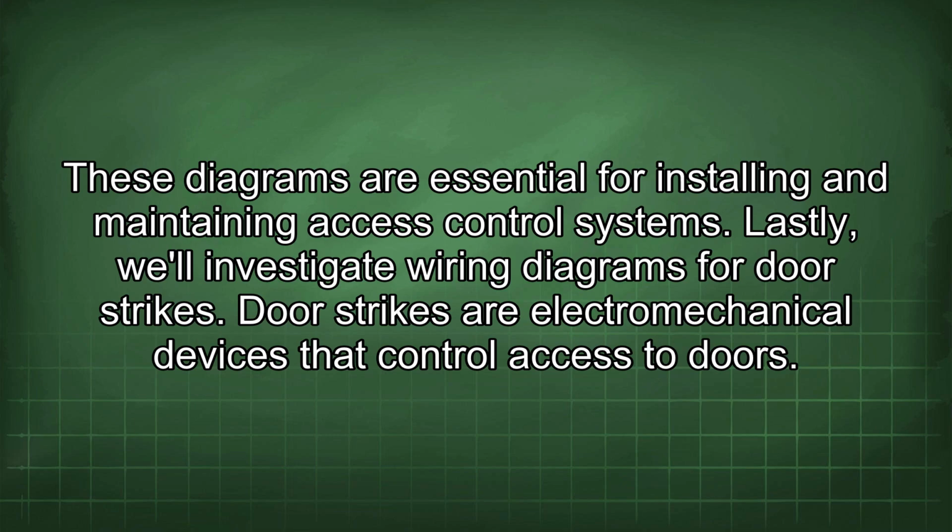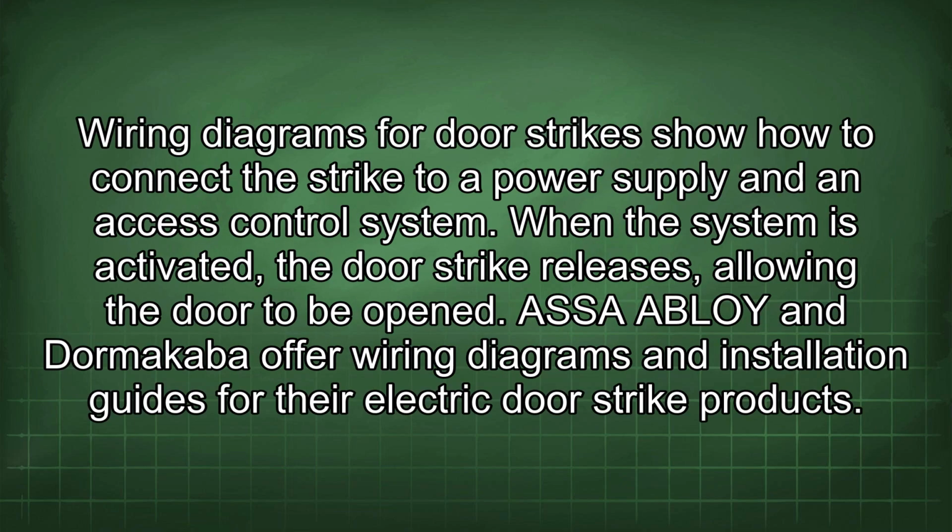Lastly, we'll investigate wiring diagrams for door strikes. Door strikes are electromechanical devices that control access to doors. Wiring diagrams for door strikes show how to connect the strike to a power supply and an access control system. When the system is activated, the door strike releases, allowing the door to be opened.